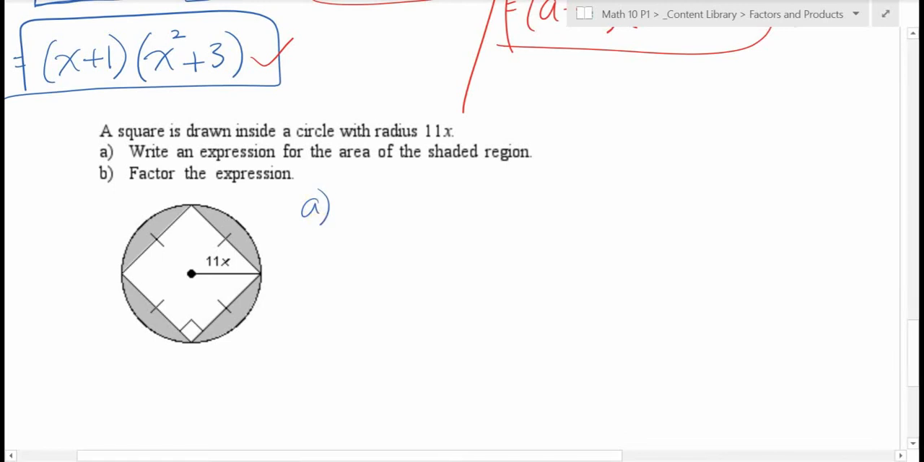Okay, so part A, we are looking for the shaded region. So that's this piece, right? That's that piece. All these 4 pieces added together. So the idea to find the shaded area is to take the area of the circle and subtract the area of the square. Now, how do we do this? Well, let me write it down. Area of circle minus area of square.